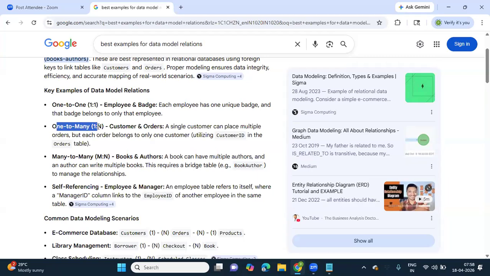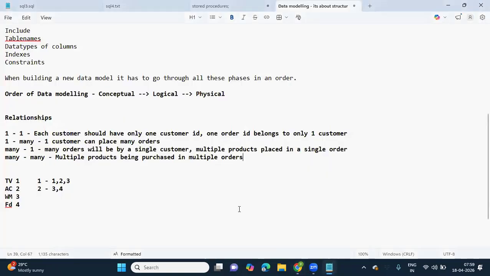Now let's see one-to-many: customers and orders. A single customer can place multiple orders. That is what we have discussed. But each order belongs to only one customer. Yes, one customer can place many orders. But if you refer it the other way, one order should belong to only one customer. Okay, this is one to many.